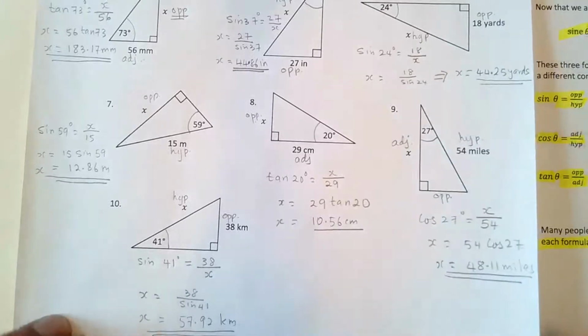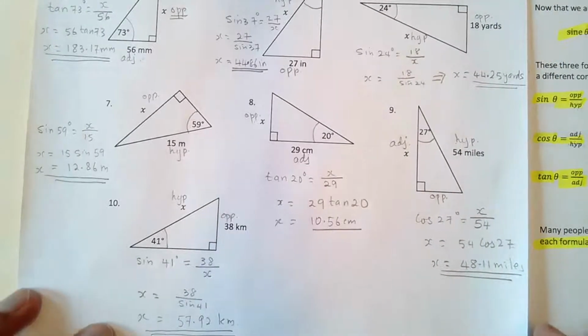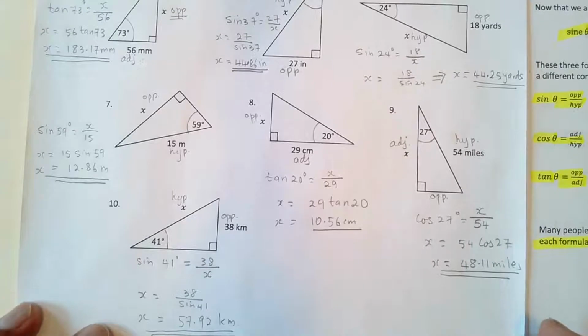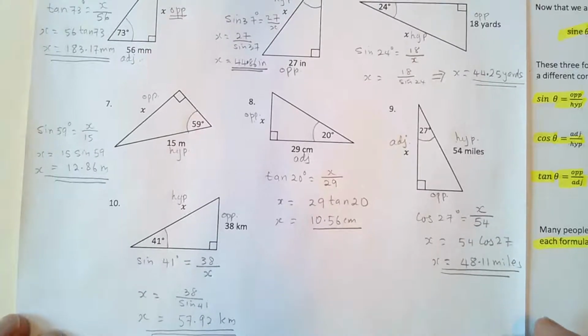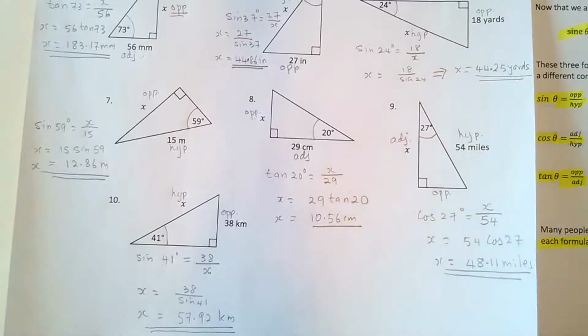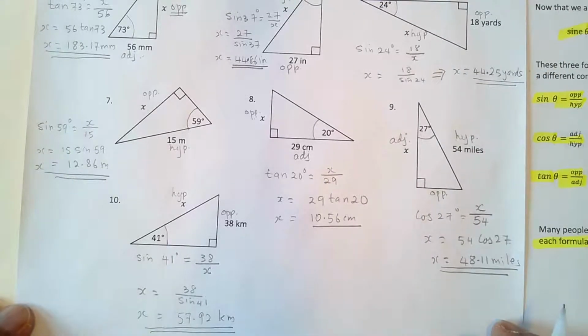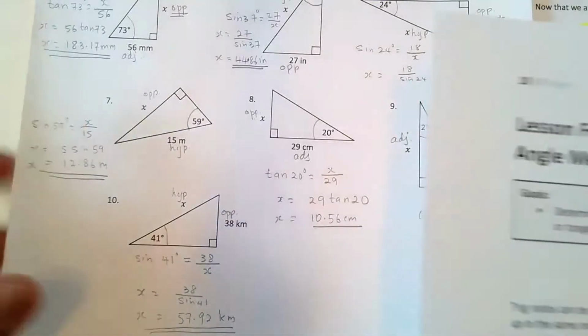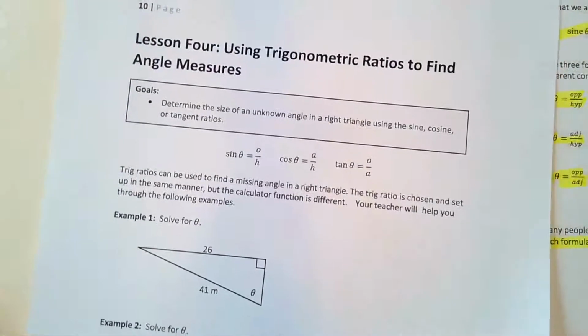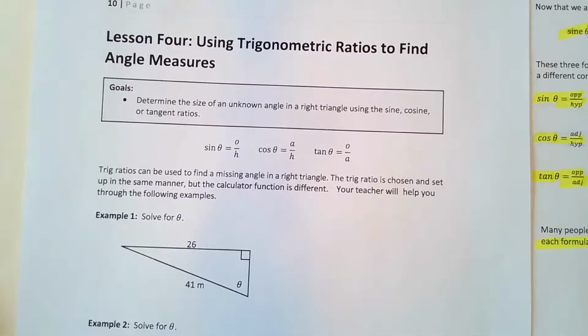Okay, so those are the assignment questions you had for lesson 3. At this point, you should be able to finish the first page of hand-in assignment number 2. Our next lesson is lesson 4, using trig ratios to find angle measures. Here we were using them to find just the side. The next lesson, which is tomorrow, looks at using trig ratios to find angle measures.